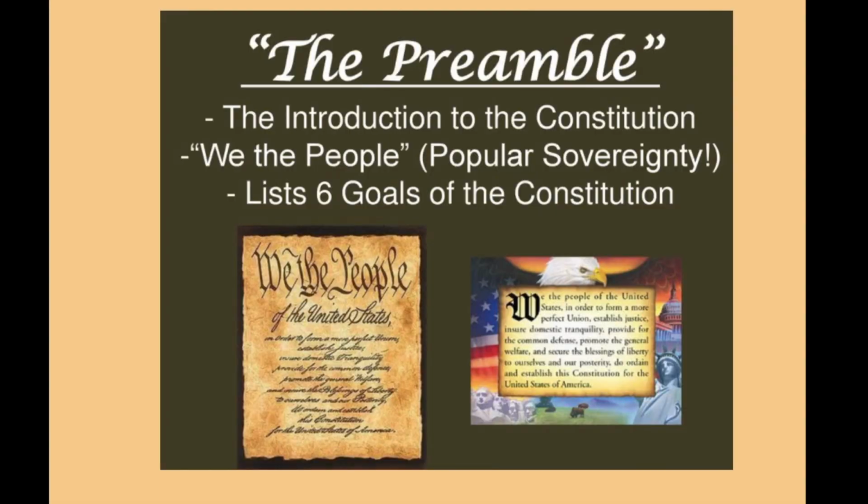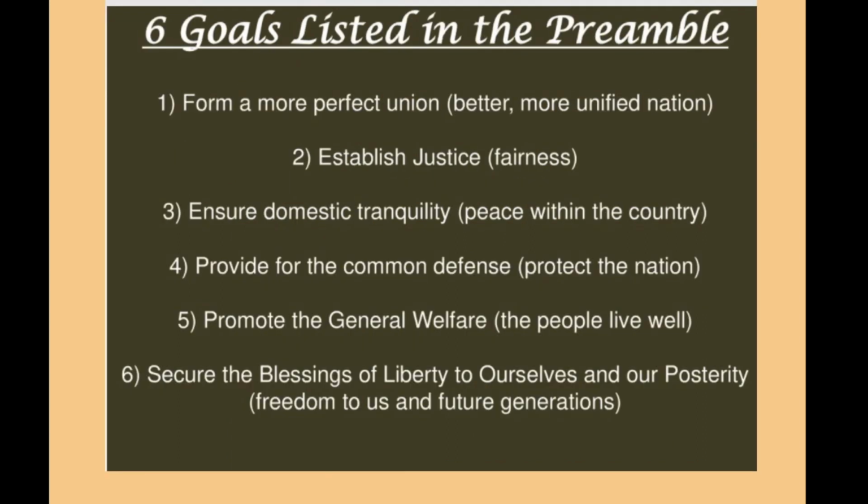The preamble is a very short paragraph, and it lists 6 goals of the Constitution. So the first part of the preamble calls for a more perfect union, so a better, more unified nation than did exist under the Articles of Confederation. The second part established justice, so fairness, equality under the law. We know that our nation struggles with this a lot, but that was one of the goals set forth in the preamble.